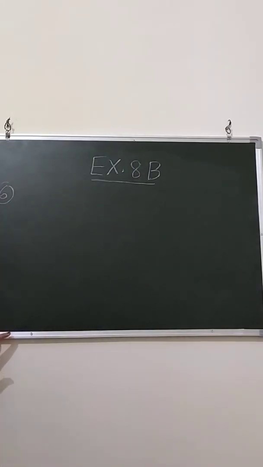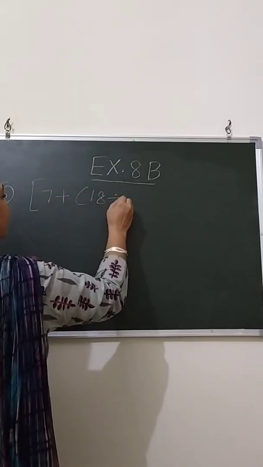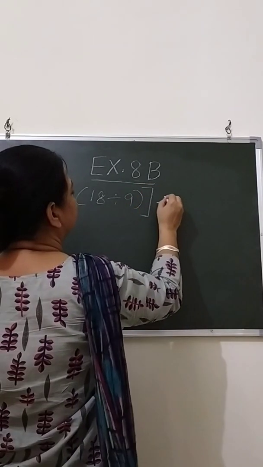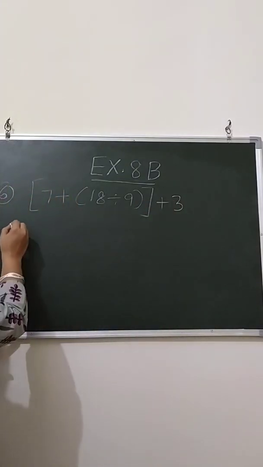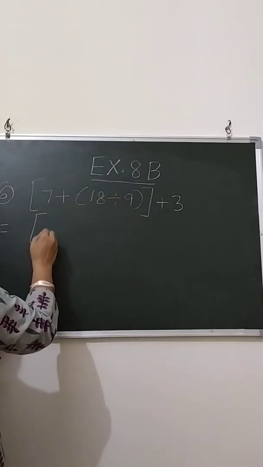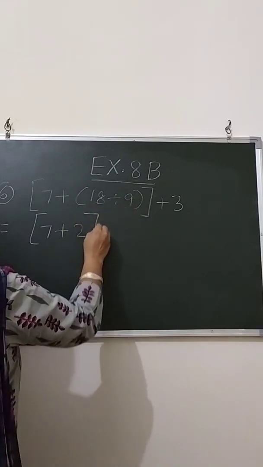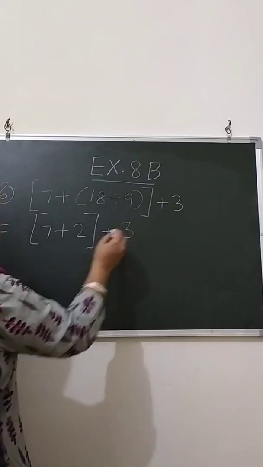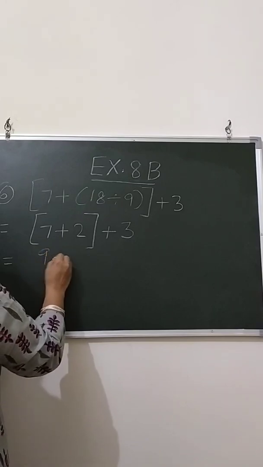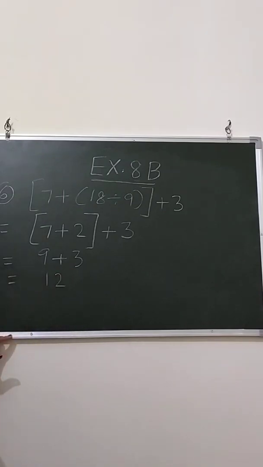This question is 7 plus 18 divided by 9, plus 3. In this question, first of all we will solve the inside bracket. So this is 7 plus 18 divided by 9 is 2, plus 3. Now we will solve this outside bracket. This is 7 plus 2 is 9, plus 3. We get 9 plus 3 is equal to 12. This is the answer we get.